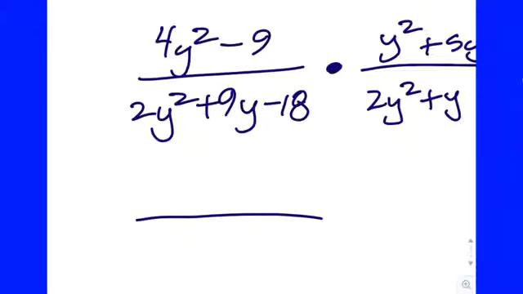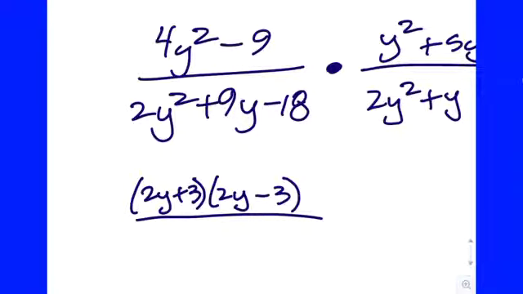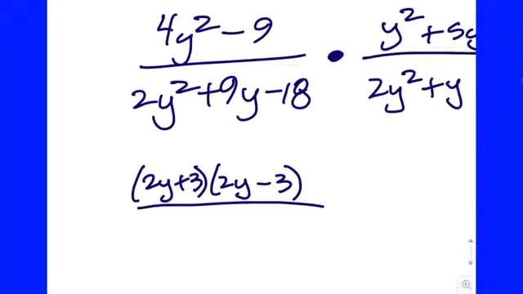4y squared minus 9, difference of squares. That's 2y plus 3 times 2y minus 3, right? Those are two conjugates. Now we move to the bottom, and notice there is nothing common there, but there is a 2. So that's prime. So it's going to be a 2y and a 1y.